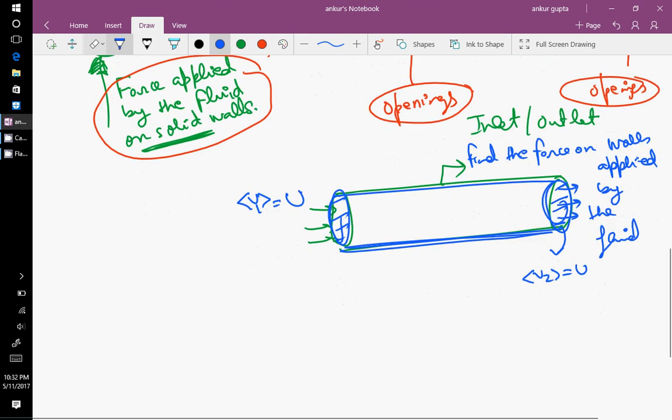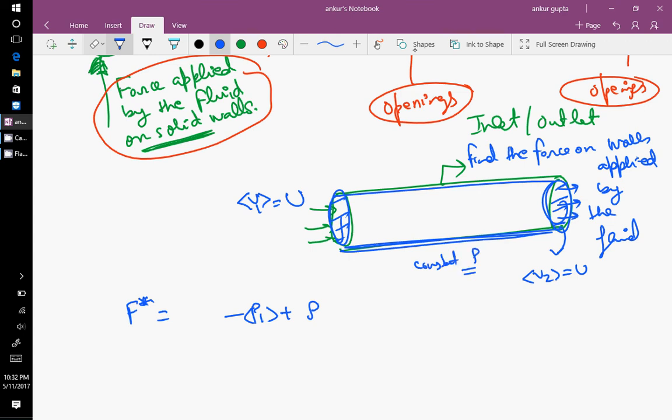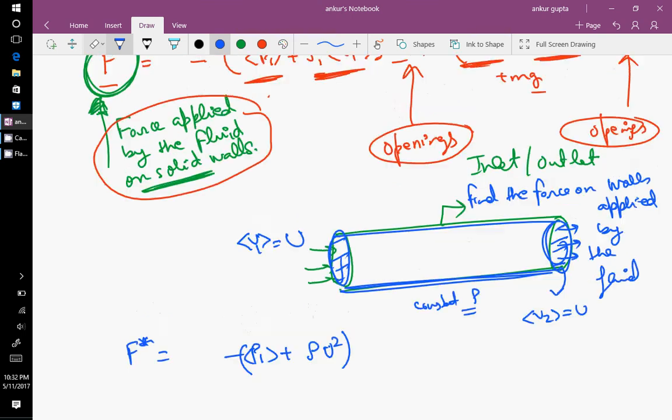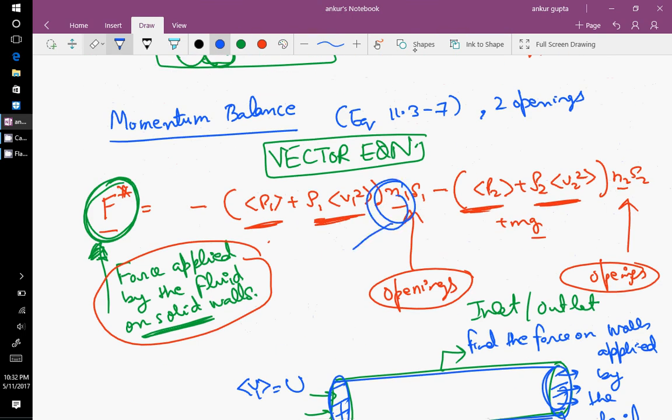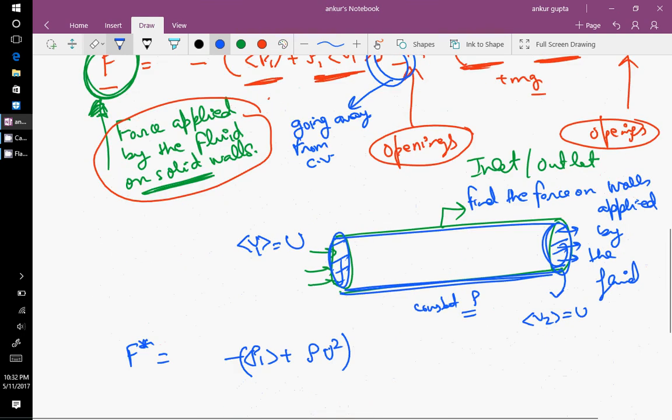And if I take the control volume to be the entire pipe, the F star will be equal to minus P1 plus rho, and rho will be constant, into V1 square, which is actually u square. Now this is important, the normal is always taken going away from the control volume. So in this case, let me call this minus e_z.